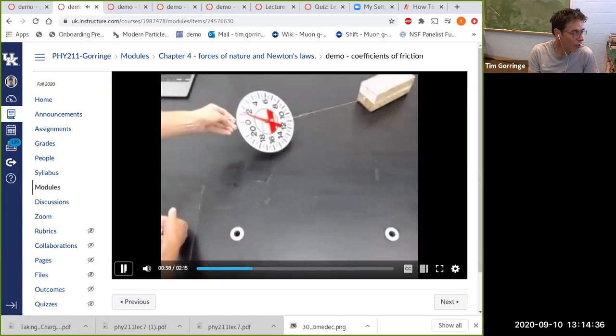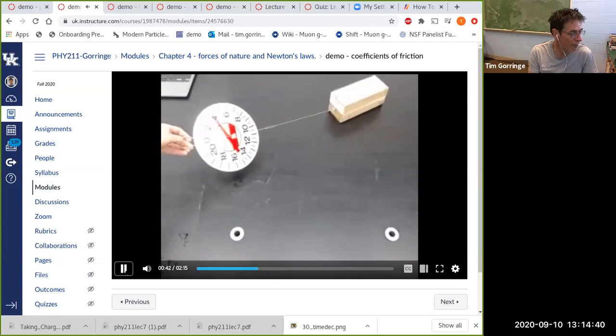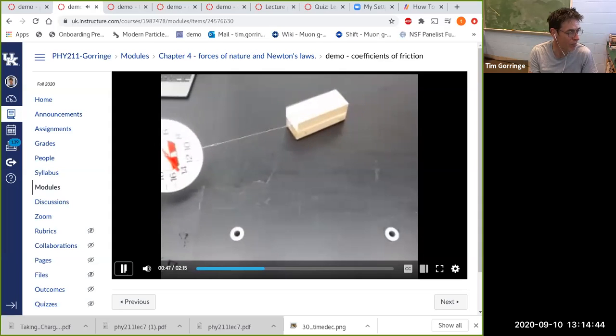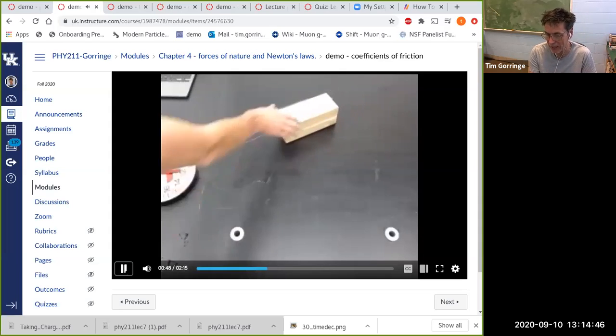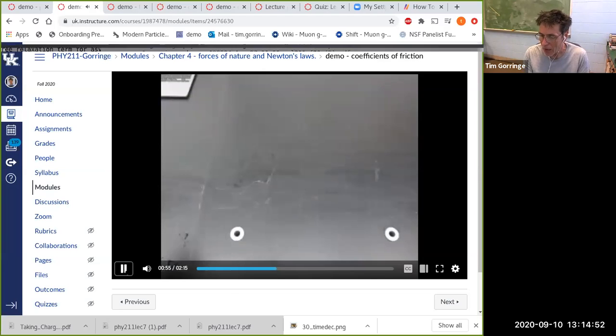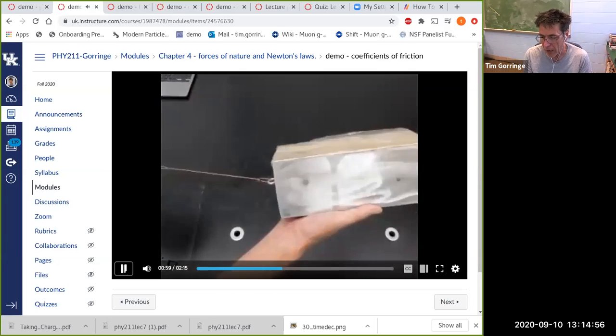So now I've got it on the rubber, I think, and I need 4 newtons. You see the arrow at 4? I can just about see it. The camera lighting wasn't great, I didn't have a great lighting crew on this one. It's a great sound crew, but not a great lighting crew. So that was 4 newtons with the rubber surface.